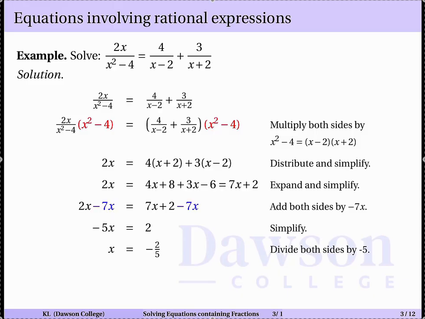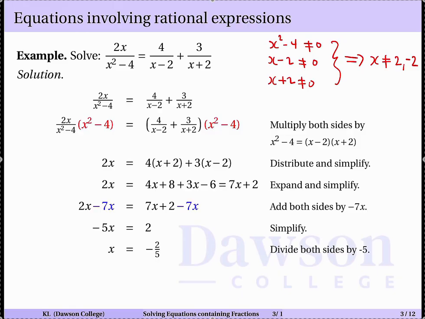And notice that the denominators are x squared minus 4, x minus 2, x plus 2. And the last sentence in the previous slide, we saw that the denominators cannot be 0. So we don't want this to be 0. We don't want this to be 0. We don't want this to be 0. But this will imply that your x cannot be 2 or negative 2.